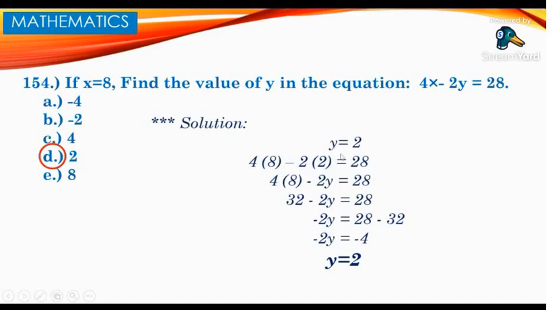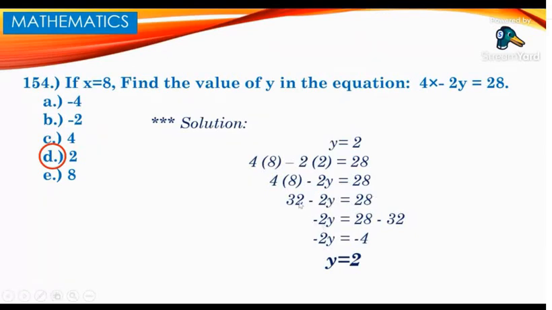Okay, next. So if x is equal to 8, find the value of y in the equation 4x minus 2y is equal to 28. Okay, sorry, dapat ito is y. Answer na po ito, y is equal to 2. So yung 2 po dito, tapan ko na lang, should be written as y. Okay? So substitution tayo. That's 4 times 8. Kasi yung value ng x natin is 8. So 4 times 8 minus 2y is equal to 28. So you have 4 times 8 is 32 minus 2y is equal to 28.